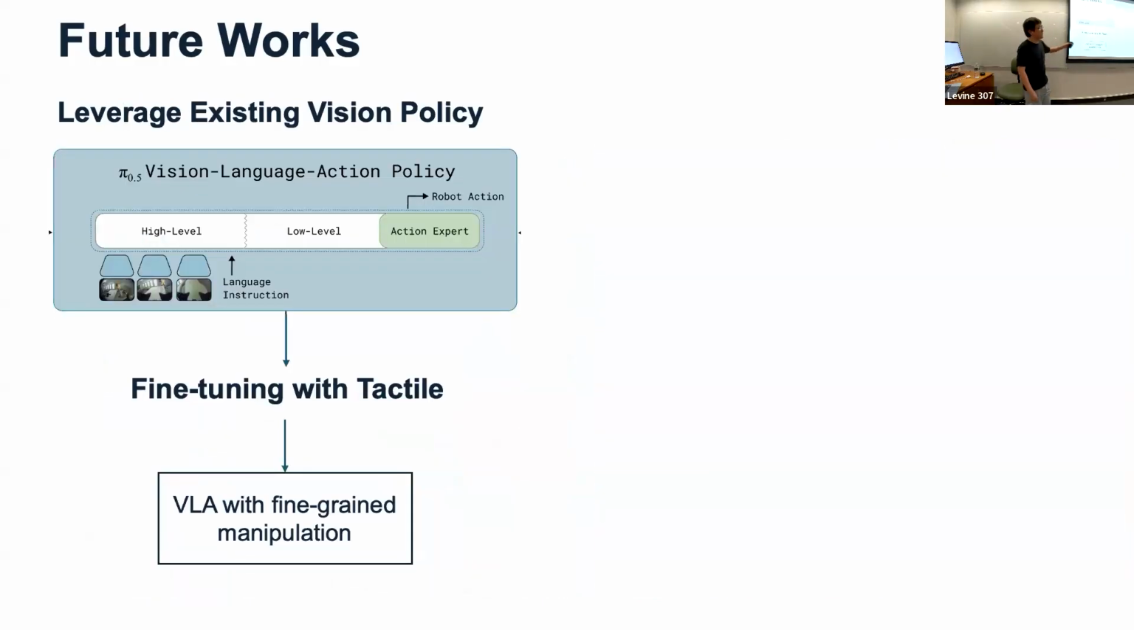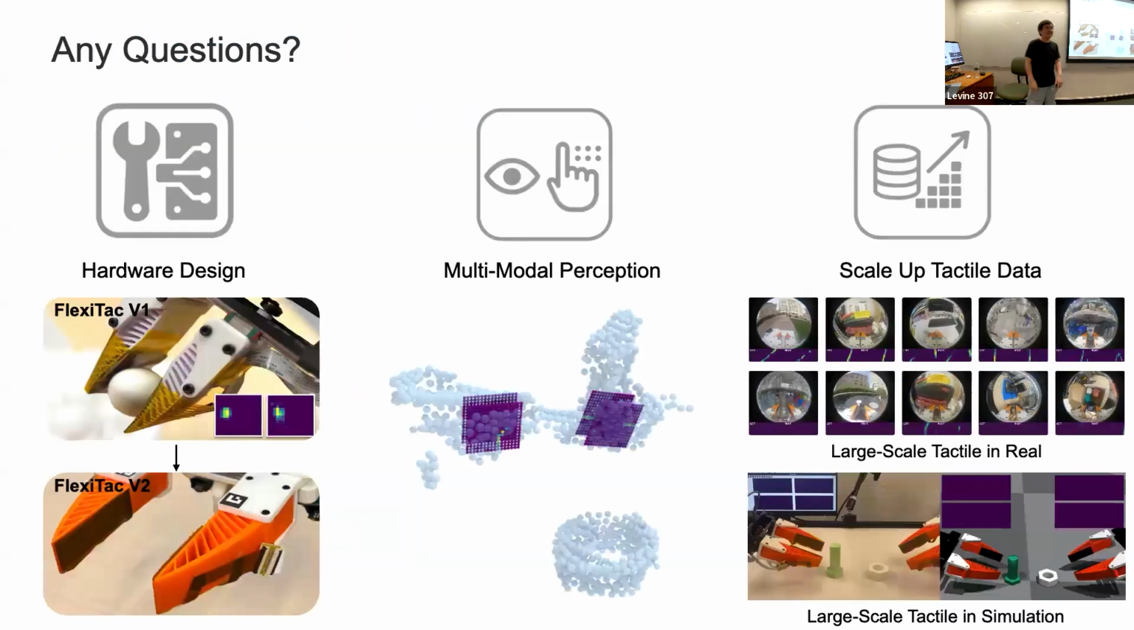Another future work is that we currently have a lot of vision policies. If we do not want to collect a lot of tactile data, we could directly fine-tune the vision policy with tactile and get a VLA policy with very fine-grained manipulation. That's a very rough plan. Okay, that's all for today's talk, I think.